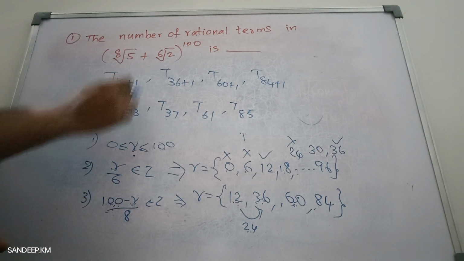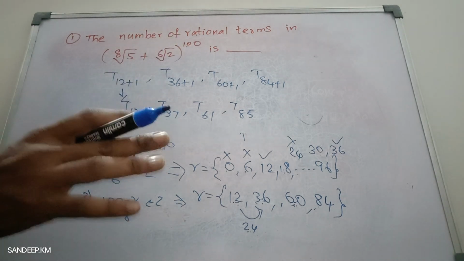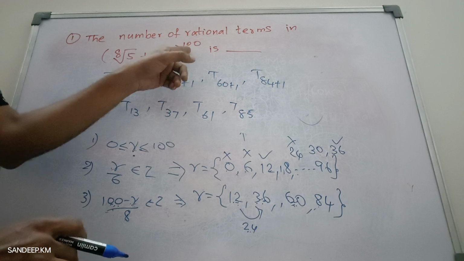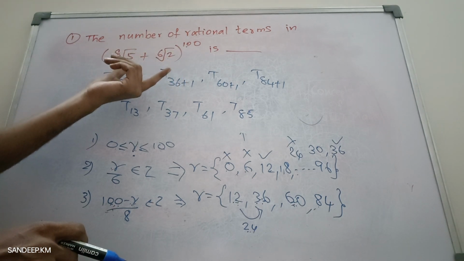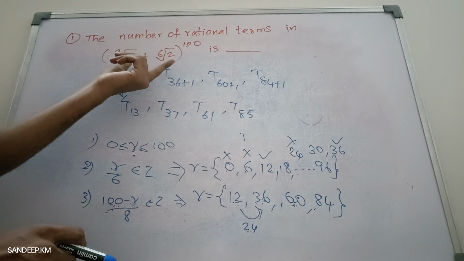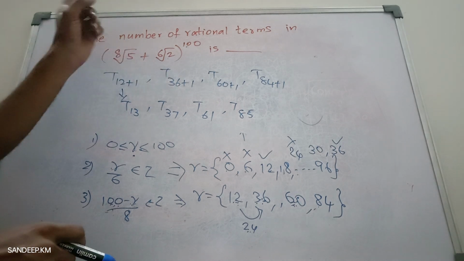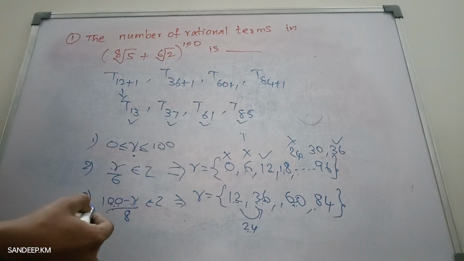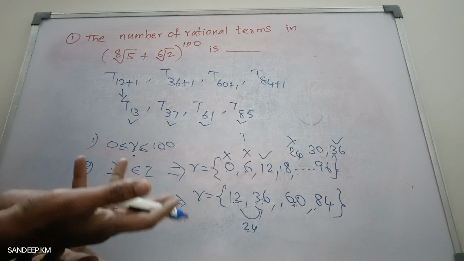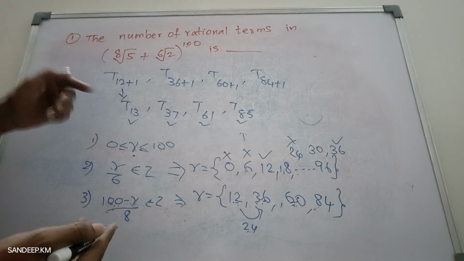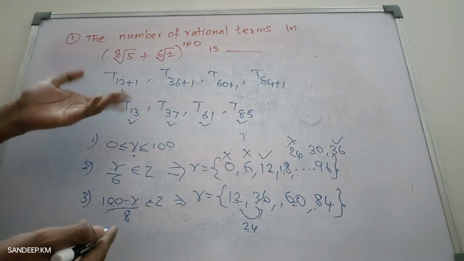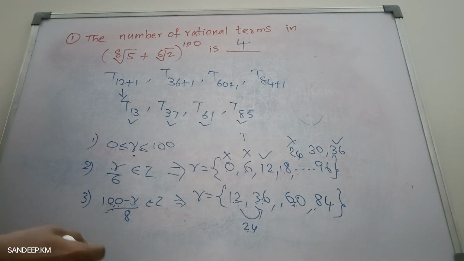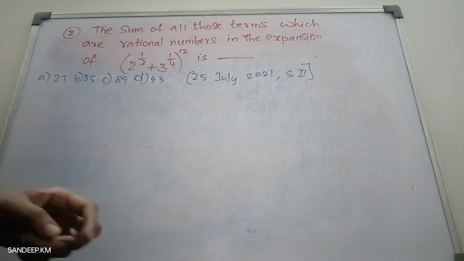Okay, now out of these 101 terms, please observe this binomial expansion contains 101 terms. If the index is n, the number of terms is n plus 1. In this binomial expansion we have 101 terms. Out of those 101 terms, only 4 terms are rational terms and all the remaining are irrational terms. Right? So now the answer for this, they are asking the number of rational terms. We got 4 rational terms. The answer is 4. Now let us see the second question.